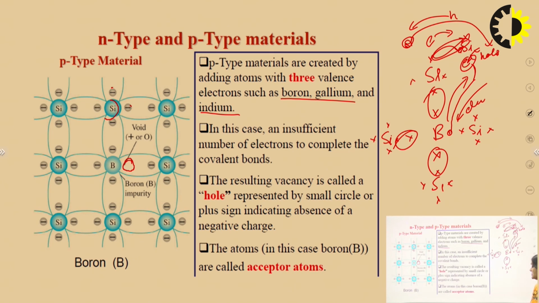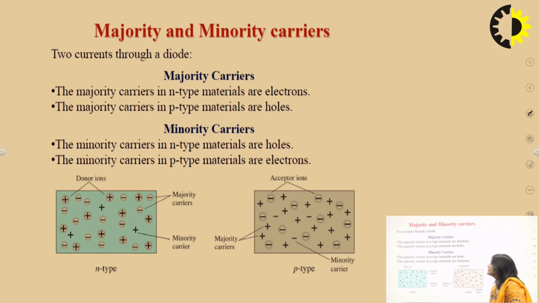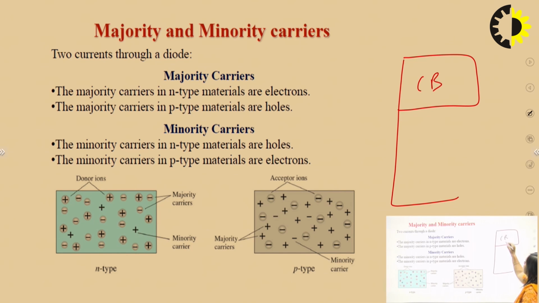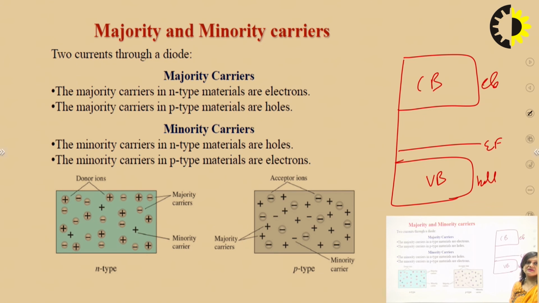If we see the Fermi level of a p-type semiconductor, this is our conduction band and this is our valence band. The valence band contains holes and the conduction band contains electrons. In case of a p-type semiconductor, the number of holes is more, so the Fermi level will lie near the valence band. And in case of an n-type semiconductor, the Fermi level lies near the conduction band. So these are the basics about the p-type and n-type semiconductor.